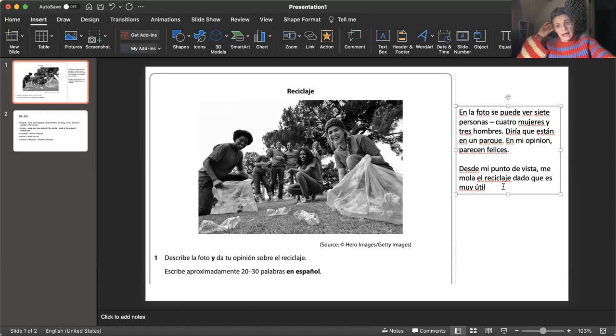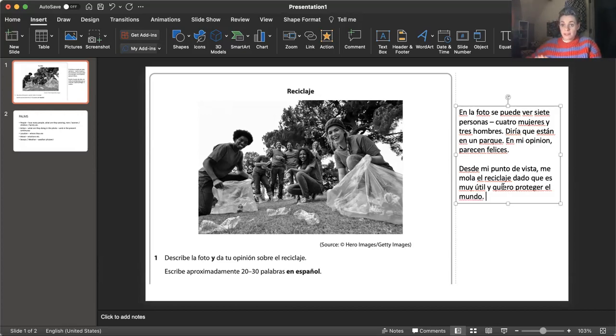And I'm going to add a little bit. I'm going to add another justification, but with another opinion phrase. So I'm just like, quiero, I want, and then that's always followed by an infinitive. Quiero proteger el mundo. I want to protect the world.